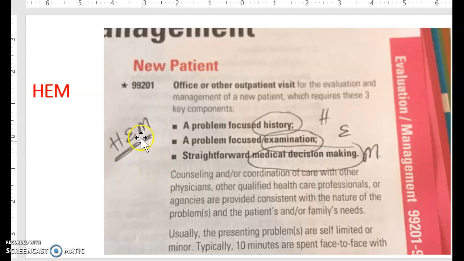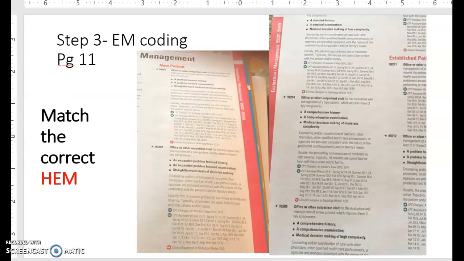And you can see there are HEM, right? H stands for history, E for exam, M for MDM. So we always use it as HEM. We always call it HEM, and that's what you will be using as well. Now you have to go through all the codes given under the new patient, which is 5 codes, and all of this is on page 11 and 12.